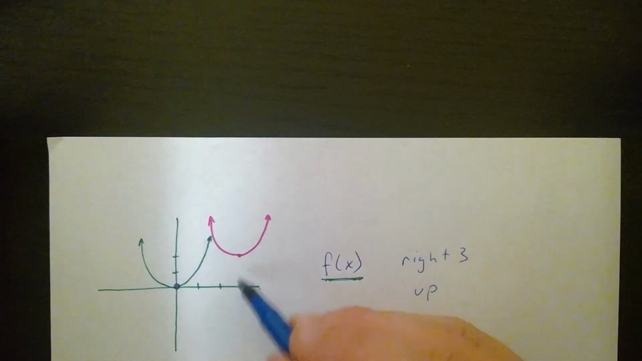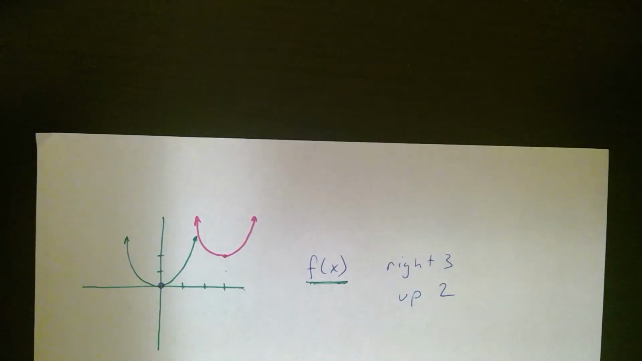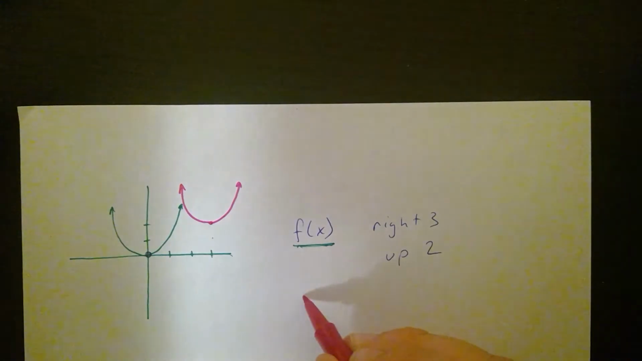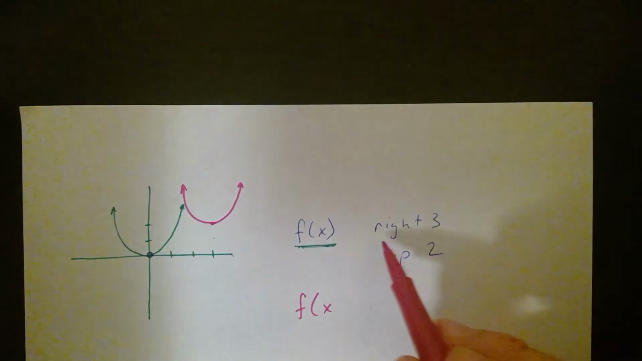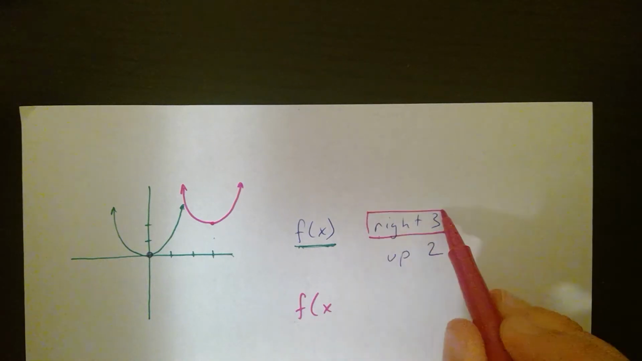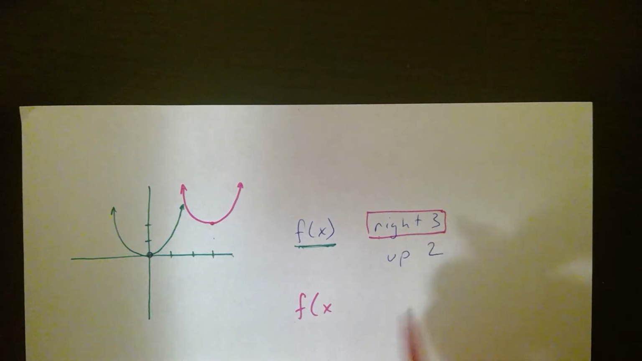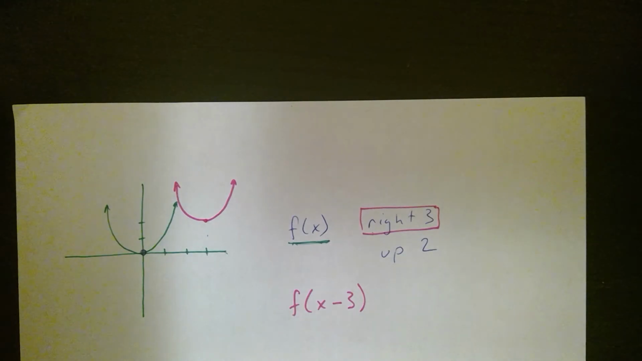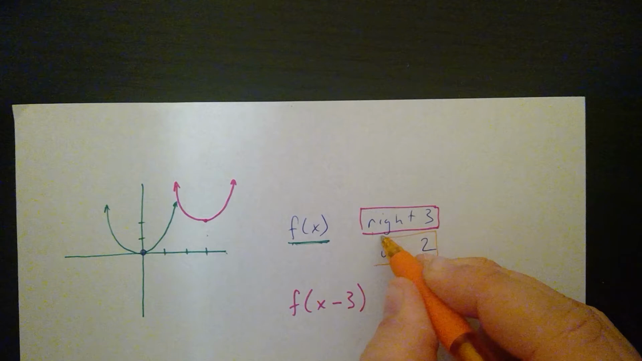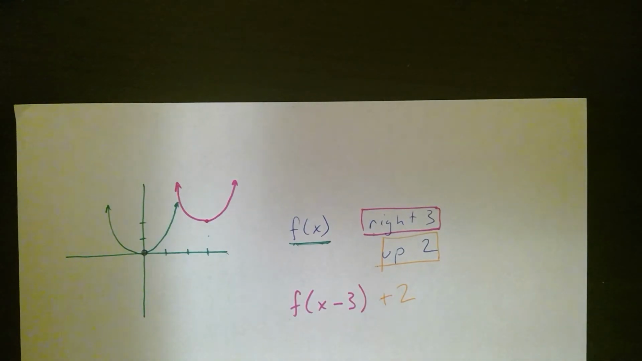And up 1, 2. So that means that when we are writing our new function, we have f of x. So right 3, since we're going left and right, is the opposite of what we think it should do, so it's going to be minus 3. And then the up 2 part is going to be plus 2 on the end.